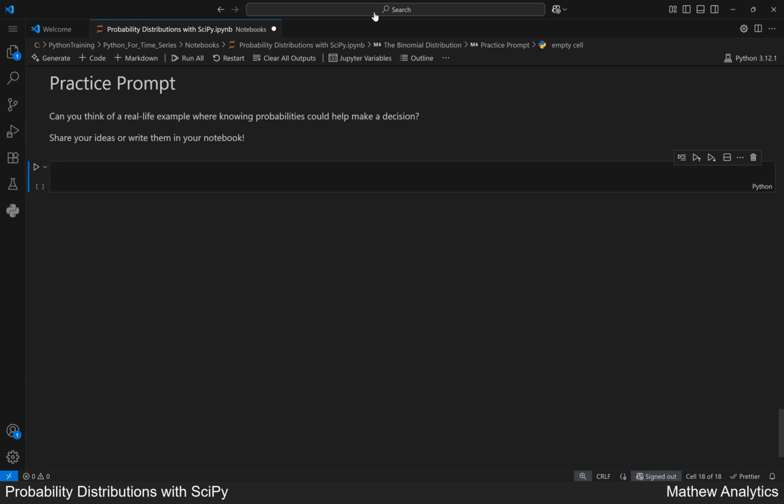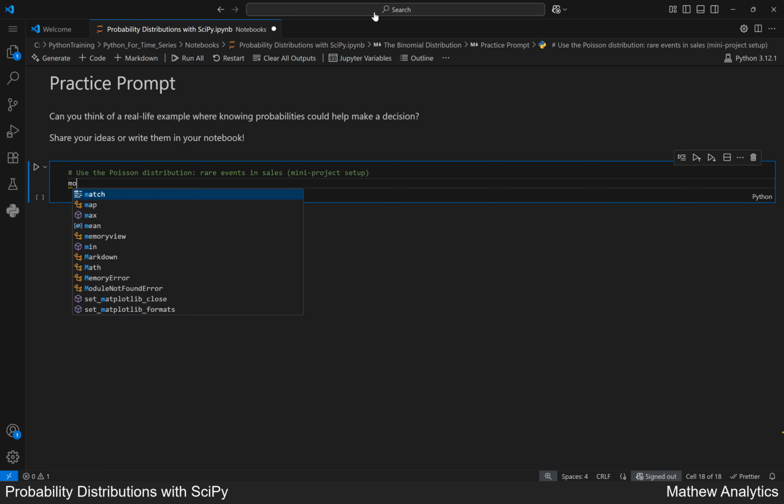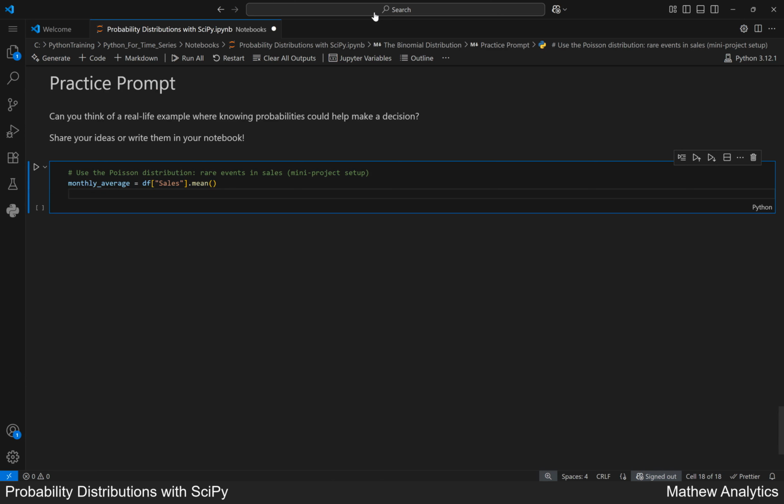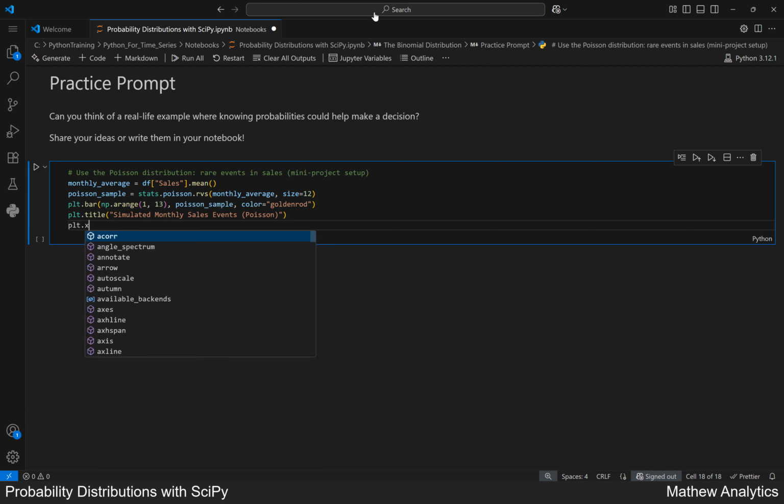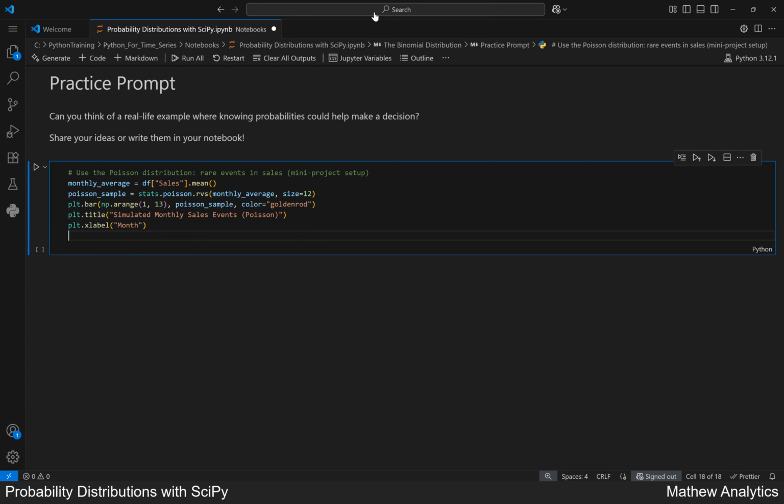Suppose you want to model rare sales events, like big orders. First you calculate the average sales per month. Then you use the Poisson distribution to make up 12 sample monthly counts, using that average. This shows the results as a bar chart, 1 bar per month. You add a title so others know what it shows. The bottom labels are months. The bars are simulated monthly sales counts. Now, see your simulated rare events. Running the cell now.